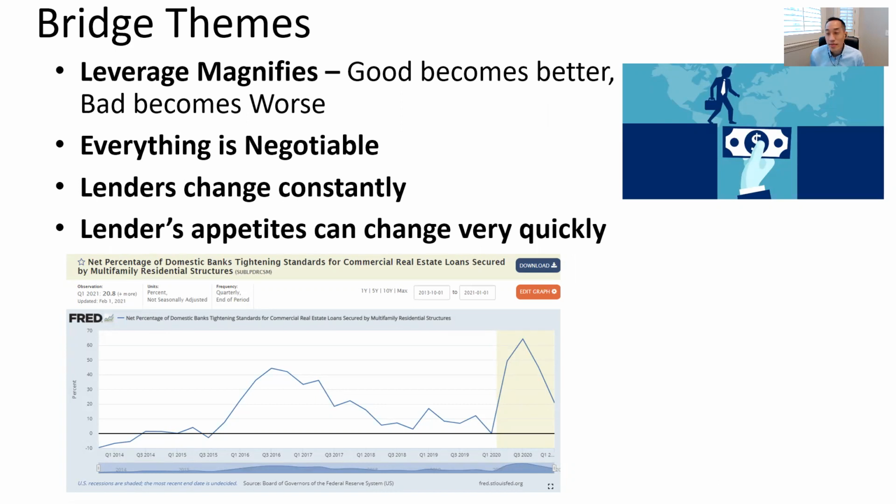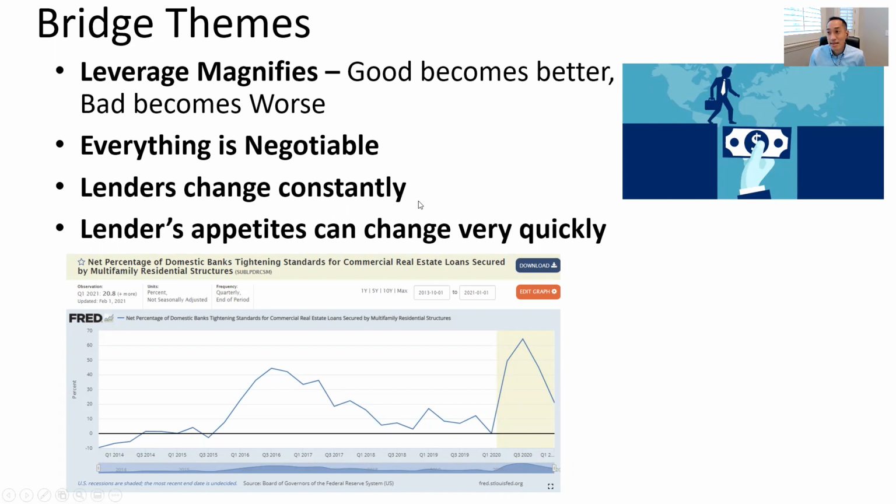And number two is everything is negotiable. Whereas Fannie and Freddie send you your loan agreement and it's 120 pages and they basically say, all right, this is what it's going to be, and this has already been negotiated. Bridge loans typically on the recourse bank side have a little bit of negotiation. But then on the non-recourse side, there's a lot of negotiation on that piece of it.